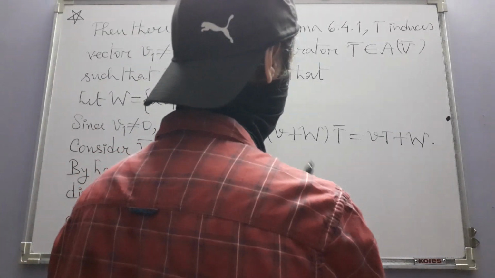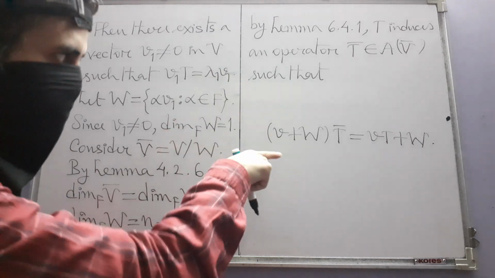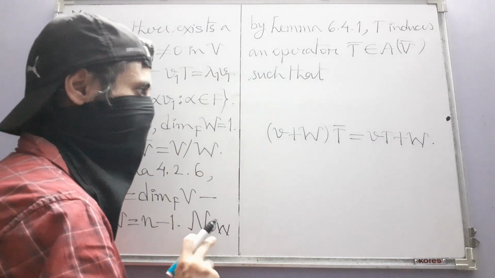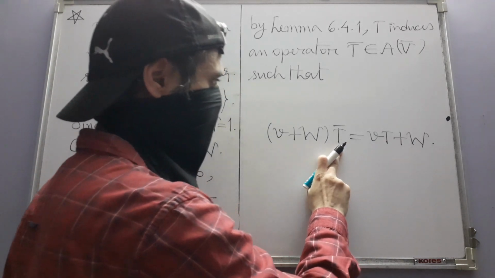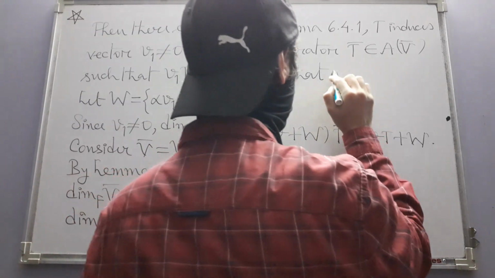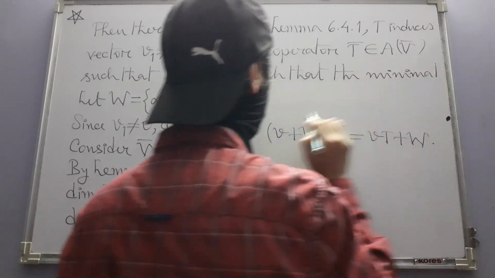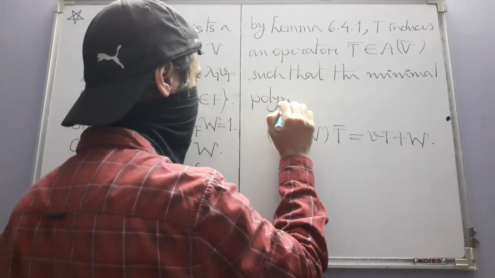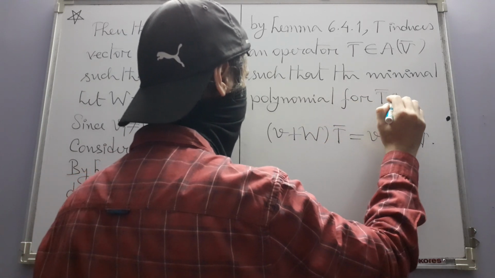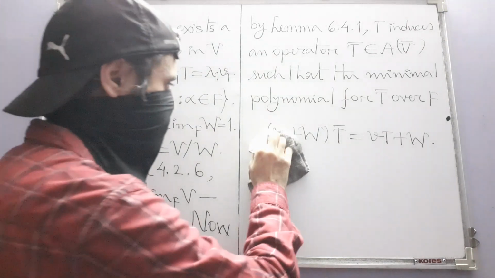So what we concluded is this. One conclusion of that lemma is that this T bar is actually a linear operator on V bar. And there was another conclusion, namely that the minimal polynomial for T bar divides the minimal polynomial for T, such that the minimal polynomial for T bar over F divides the one for T over F.